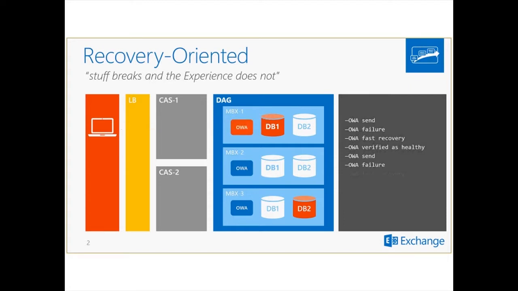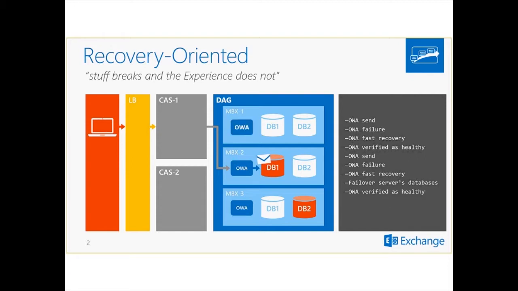But if OA fails again, and it doesn't recover through resetting the IIS app pool or doing something else, it can fail over that server's database, so that users whose mail is on that database are no longer connecting to that server, and now they're connecting to a server with a healthy OA. And then when OA is verified as healthy, maybe an admin took an action or some other recovery happened, the databases could fail back to that server. So really that's the basic idea.